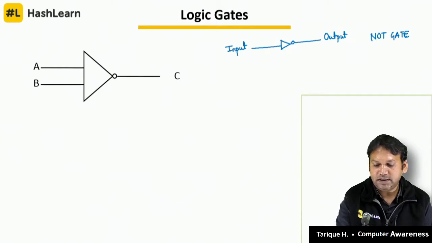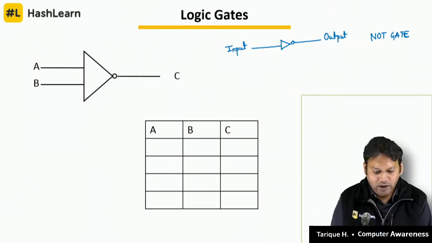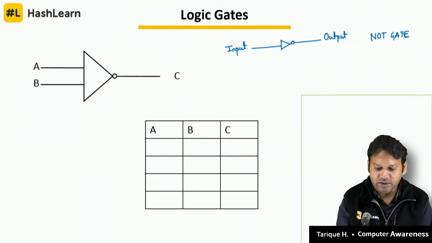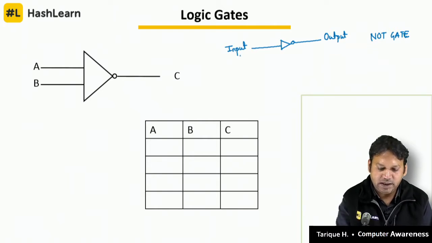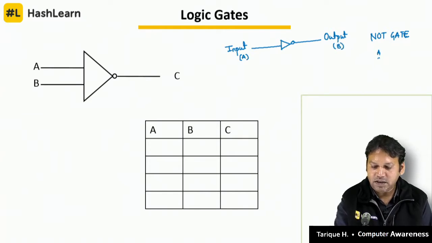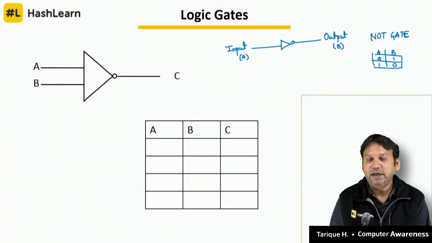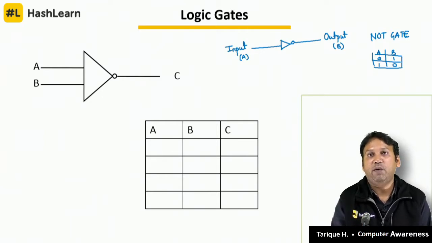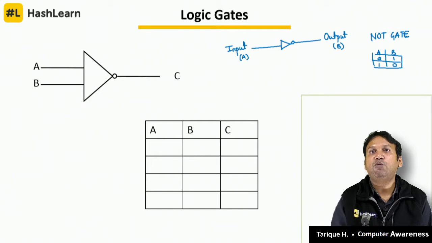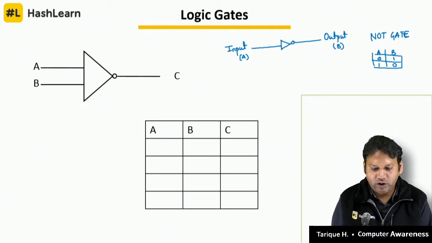Basically what it does is it reverses the input. Again, we don't need to do a truth table here. To understand the NOT gate, let's say the input is A and the output is B. When A is 0, B is 1, and when A is 1, B is 0. That's all we need to understand regarding the NOT gate. It is going to reverse. If you put the input as 0, the output will be 1, and if you put the input as 1, the output will be 0. Okay, that is the NOT gate.